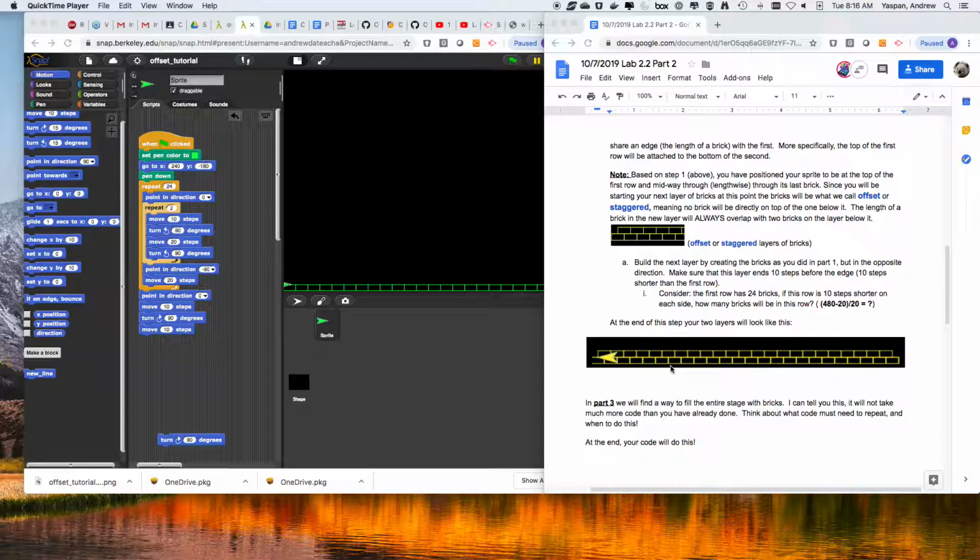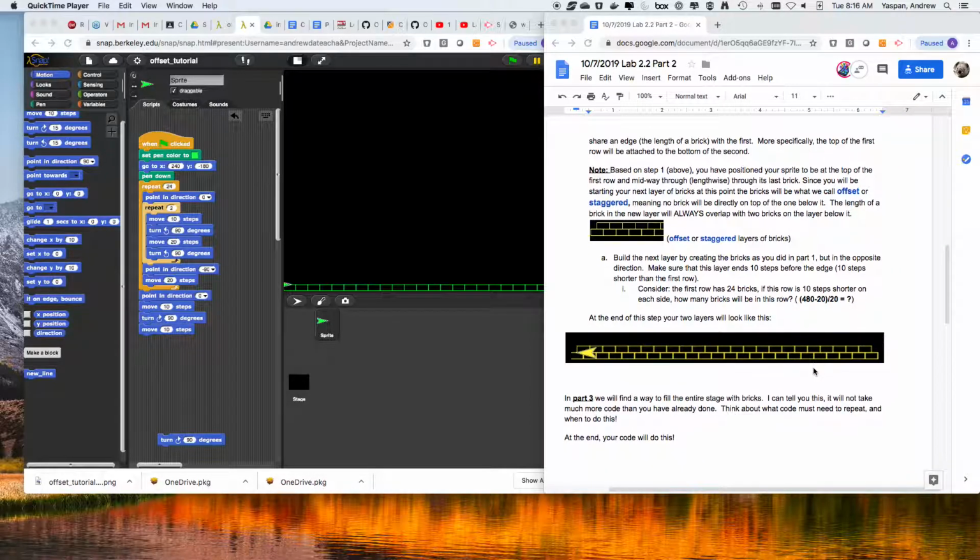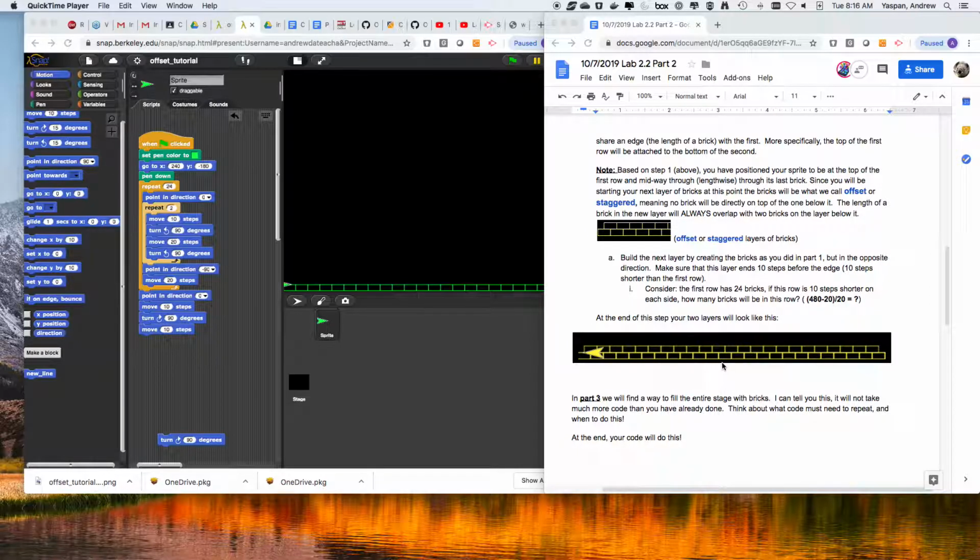Because the full length of the stage is 480 units wide. Why? Because the center of our x-axis, this horizontal axis, is at 0, and then it goes out to negative 240 and to positive 240 on this side. So 480 minus 20, then divided by 20. Why divided by 20? Because the length of the brick is 20.